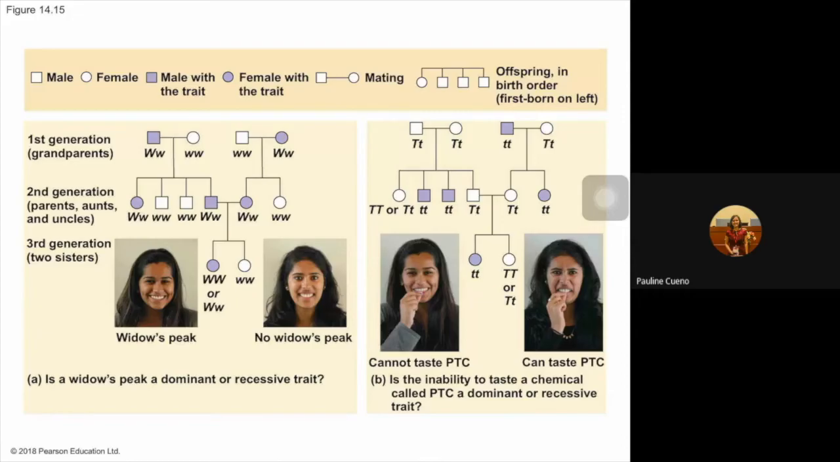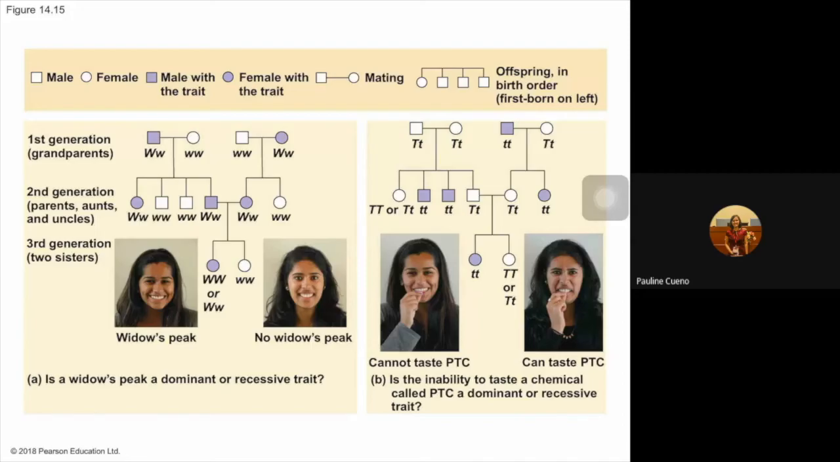So if you see that a male is shaded, ibig sabihin, meron siyang trait na ating hinahanap. He expresses the trait that we are focusing on. And likewise, kapag ang circle ay shaded, ibig sabihin yung female ay meron din yung trait. Ina-exhibit din niya yung trait, phenotypically.